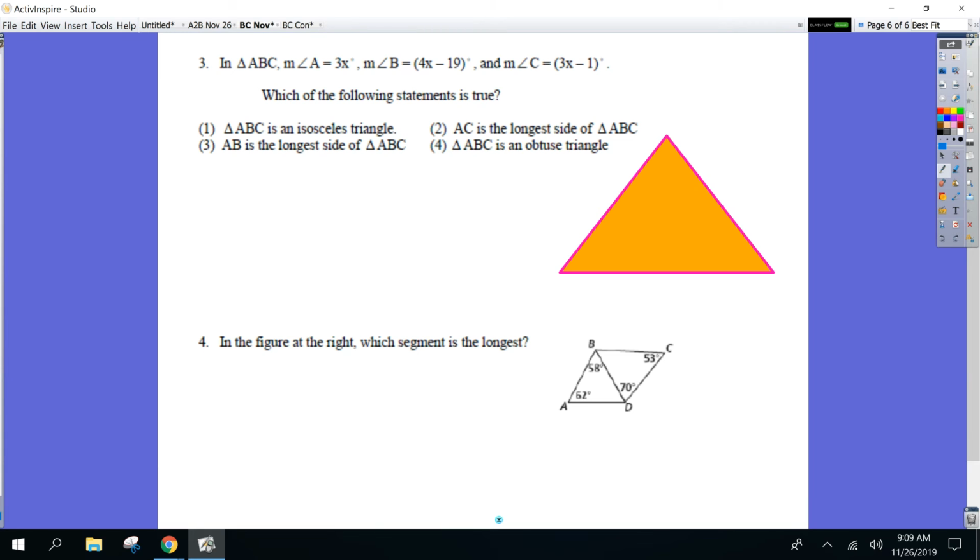Okay, we got triangle ABC. We know a little something about the angles. Angle A is 3x. Angle B, 4x minus 19. And angle C, 3x minus 1. And this is a multiple choice question. It's asking me, hey, is it isosceles? I don't know. Is AB or AC the longest side? Heck, is it obtuse? I cannot answer any of those unless I know something about their angle measures.